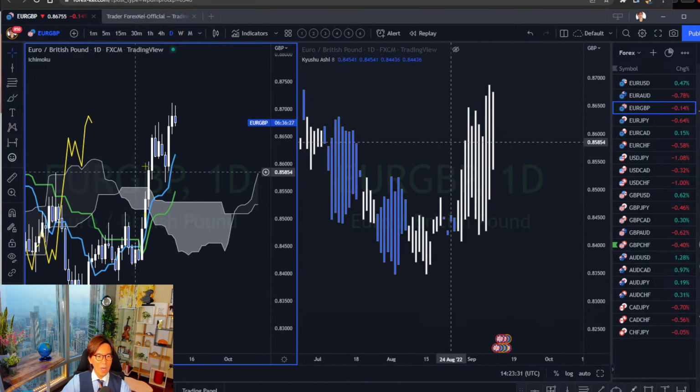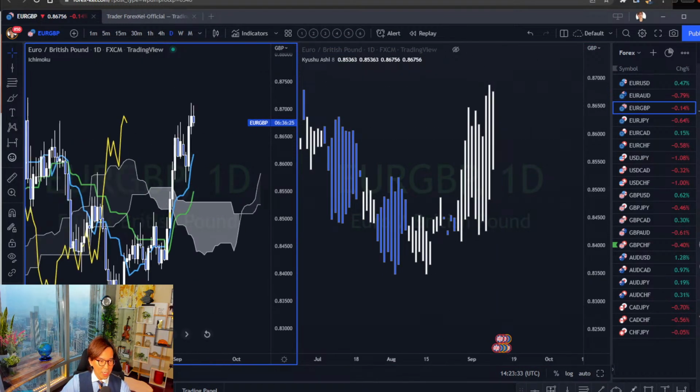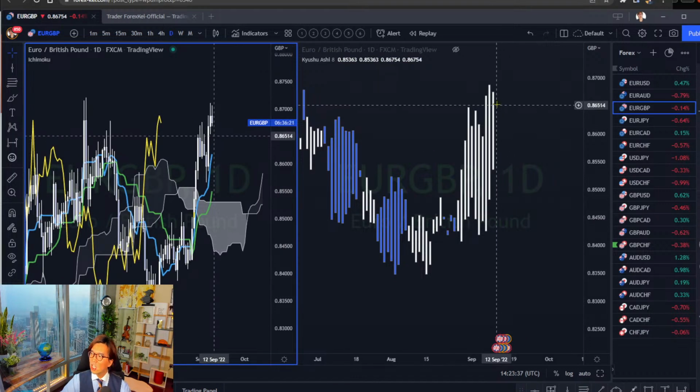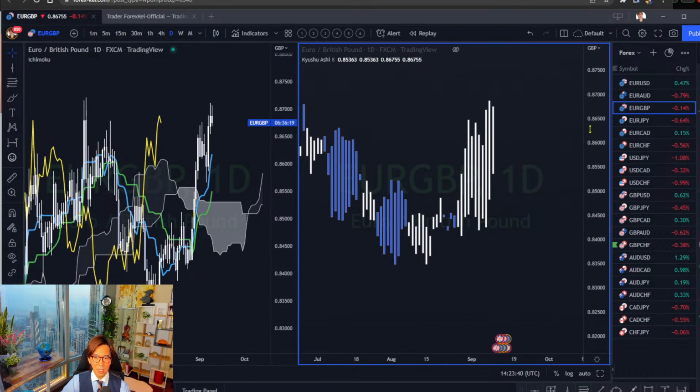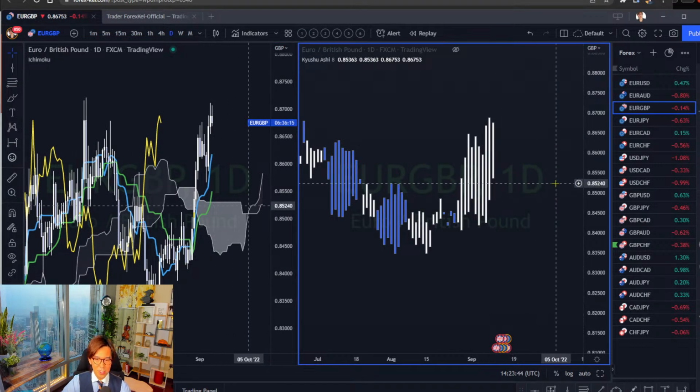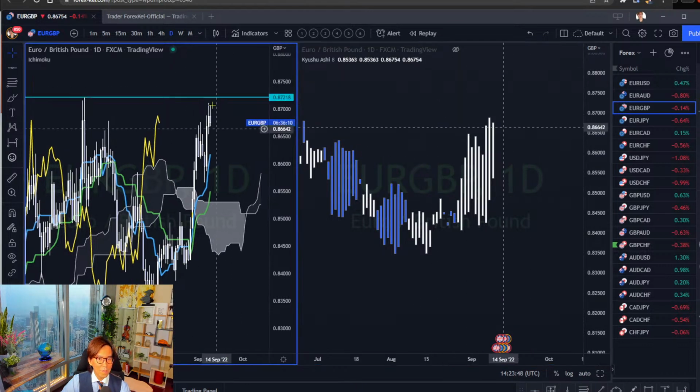Okay, so again, Euro Pound is bullish now, and it's reaching the resistance. And Kyushu Ashi is showing bullish, so it's still expected to break the resistance. But when you start to see the bearish Kyushu Ashi, it may reverse. So we have to put the line here. Let's check some other charts now in this manner.